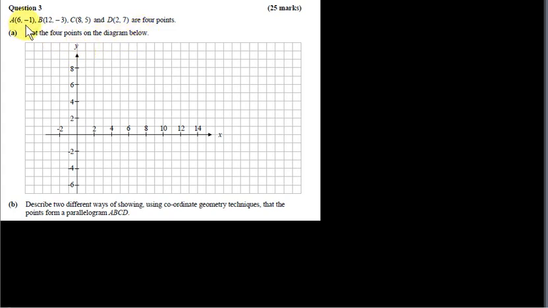Okay, let's look at the point A. Its x value is 6, its y value is minus 1. B has coordinates (12, -3). Go to 12, minus 3, it is here. Okay, this is minus 3 on the y-axis. C has coordinates (8, 5). And D has coordinates (2, 7).